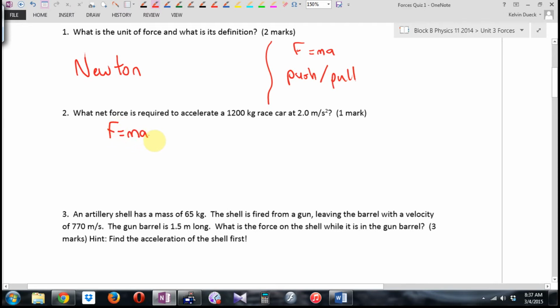Start there. Did they give you the mass? Say yes. Did they give you the acceleration? Yeah. Oh, plug and chug. We'll get more complicated, but not right now. 2,400 units. Newtons. Yep.